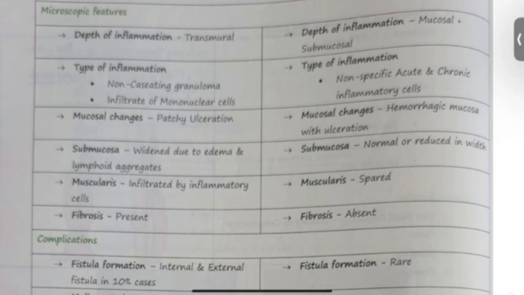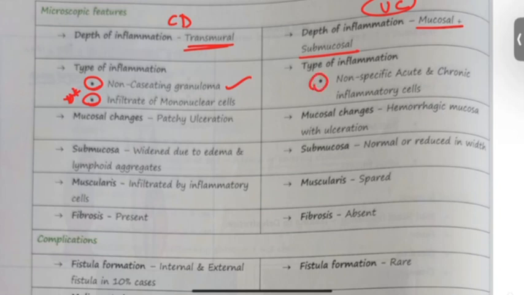Microscopically, histopathologically examine ಮಾಡಿದ್ರೆ ಏನು ಕಾಣಿಸುತ್ತೆ? Crohn's disease ಕೇಸಲ್ಲಿ depth of involvement inflammation ಅದೇ transmural, ಎಲ್ಲ layers of GIT is involved. Type of inflammation ನಾನು ಹೇಳ್ದಂಗೆ non-caseating granuloma. Caseating granuloma is seen in case of TB. Okay, non-caseating granuloma ಇರುತ್ತೆ and there will be inflammatory infiltrate of mononuclear cells. In case of ulcerative, ಇದು Crohn's disease, ಇದು ulcerative colitis. Ulcerative colitis ಅಲ್ಲಿ depth of inflammation only mucosa and submucosa ಗೆ ಲಿಮಿಟ್ ಆಗಿರುತ್ತೆ. Type of inflammation usually it is non-specific, acute and chronic inflammatory cells.